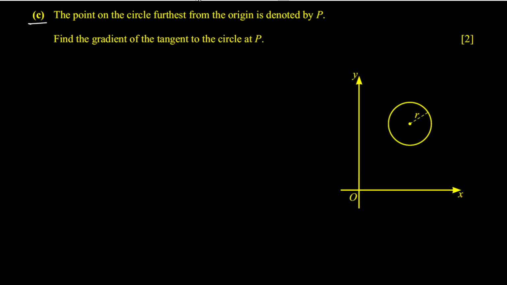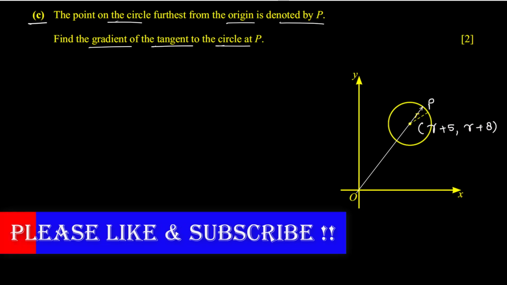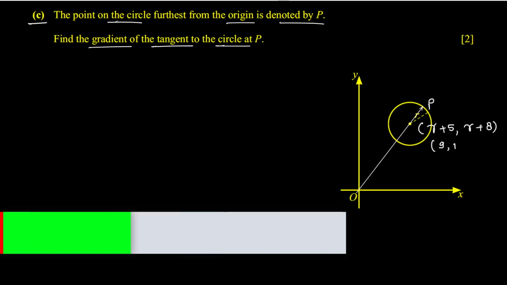And here is the C part. The point on the circle furthest from the origin is denoted by P. Find the gradient of the tangent to the circle at P. So it is going to be somewhere here. I will mark it as point P. We know the center has the coordinates r plus 5, r plus 8, and from the previous part we got r as 4, so technically this point becomes 4 plus 5, 9, comma 12.